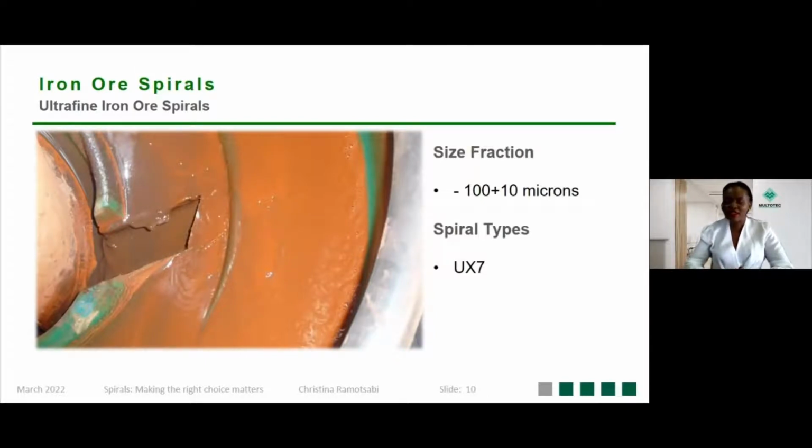Recently, we've added another spiral onto our spiral range. We call it the UX7. This spiral has specifically been developed to handle ultrafine material. It does not matter what mineral is getting processed, there's an issue with ultrafine. So the UX7 is ideally suited to processing material with a top size of about 100 down to 10 microns. The UX7 has a similar diameter to the HX5, around 1 meter, and it can also do up to 5 tons an hour of throughput, again, per start.